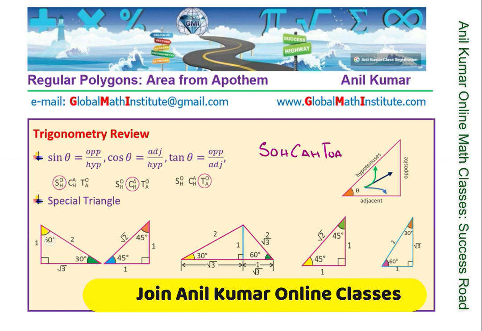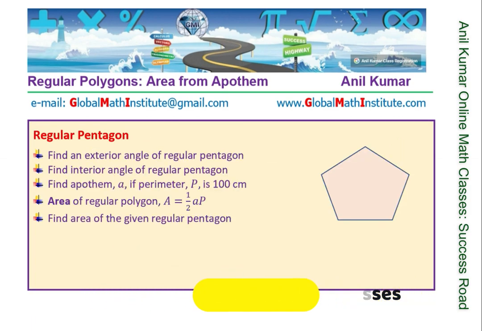And cos of 60 will be square root 3 over 2. Use these triangles to find exact values if required. Perfect. So let's move on to our main question. And the main question here is, we are given a regular pentagon, right?